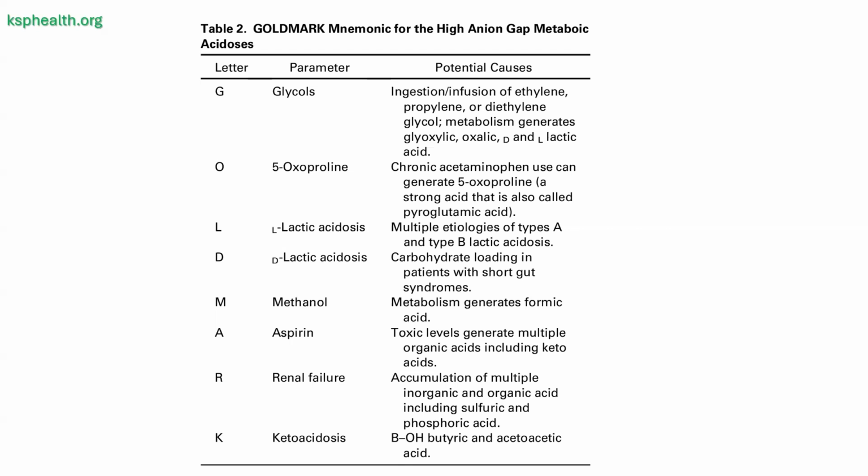5-oxoproline, that's also called pyroglutamic acid. And lactic acidosis, again two groups, L-lactic acidosis and D-lactic acidosis. We'll go in detail. And methanol, aspirin, renal failure, and ketoacidosis, as it happens in diabetic ketoacidosis.